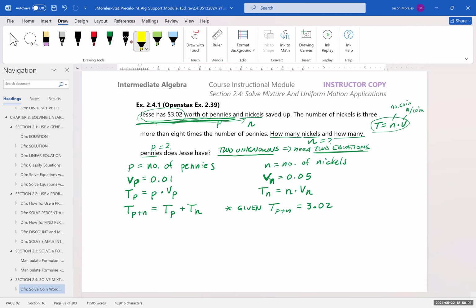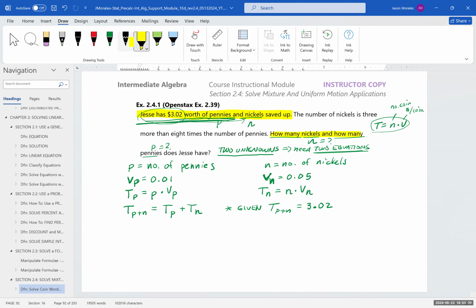Okay, so far we've been able to use the information in this first sentence. We've also used the information in this last sentence to tell us what we're looking for. And we're looking for two unknowns, so we need two equations for that. Now let's look at this second sentence and see what that gives us.